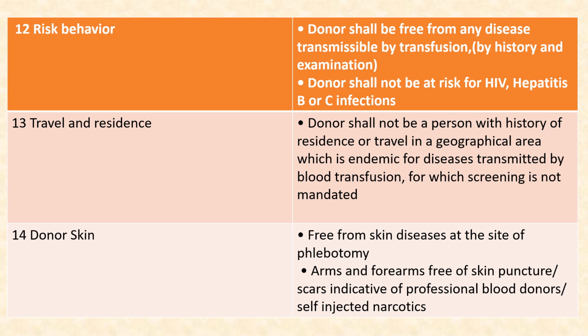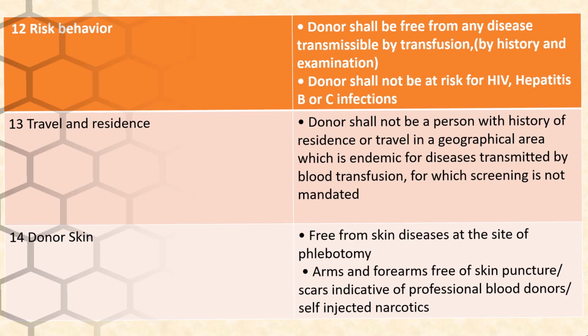The donor's skin should be free from disease at the phlebotomy site, and the arms and forearms free from skin punctures and scars indicative of professional blood donors or self-injected narcotics, so such professional donors should be prohibited. So do regularly check the donors.